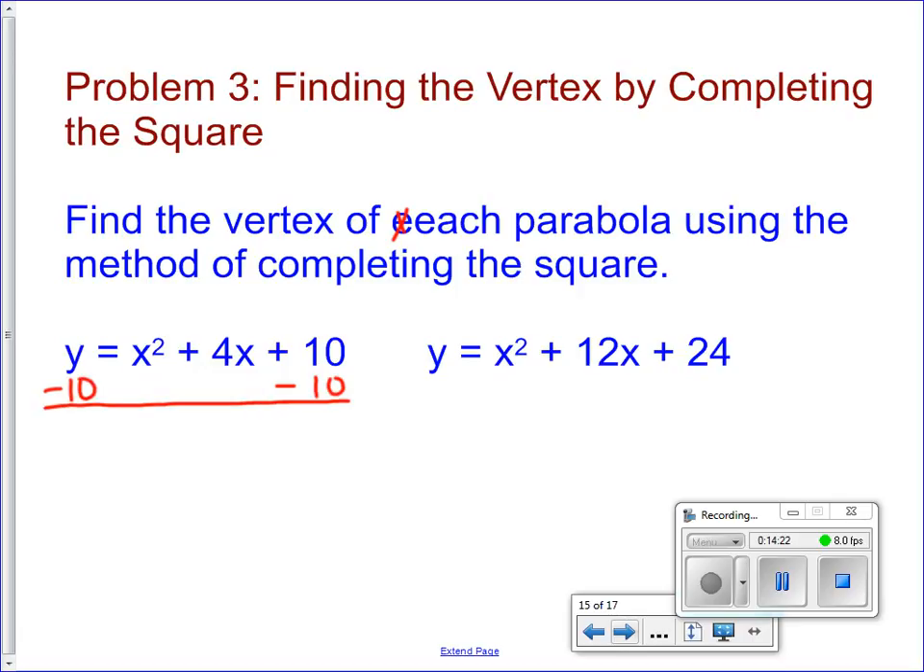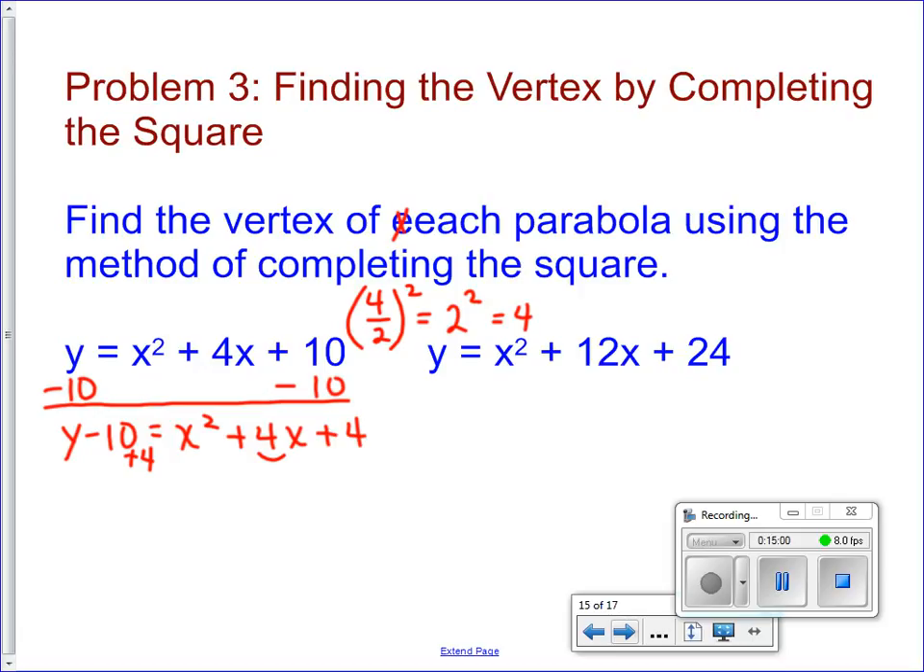So I would have y minus 10 equals x squared plus 4x. Now to complete the square, I want to take my b, in this case it's 4. I want to divide the 4 by 2, and then square that. 4 divided by 2 is 2, and 2 squared is 4. So I'm going to add 4 on to each side, and I also need to add it over here to the left, to make sure that everything stays equal.